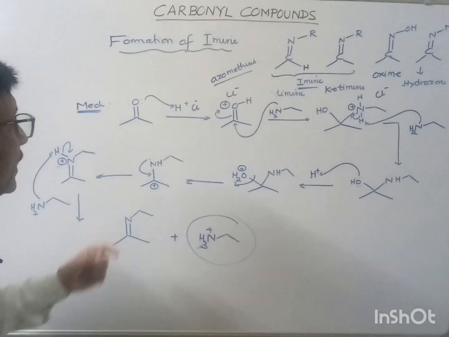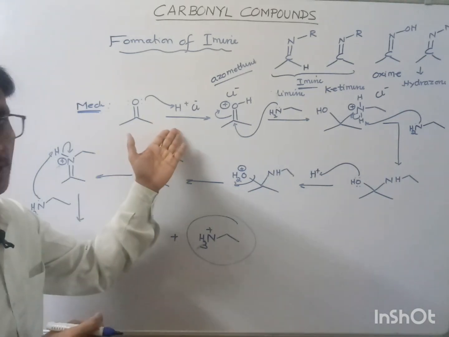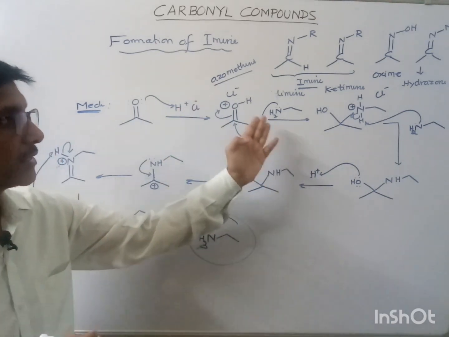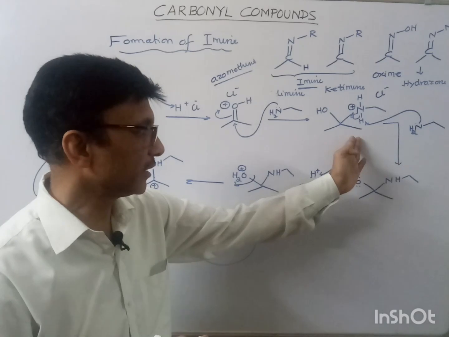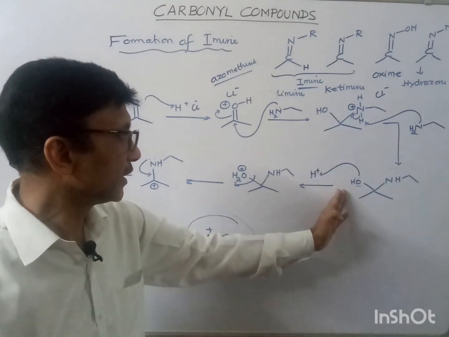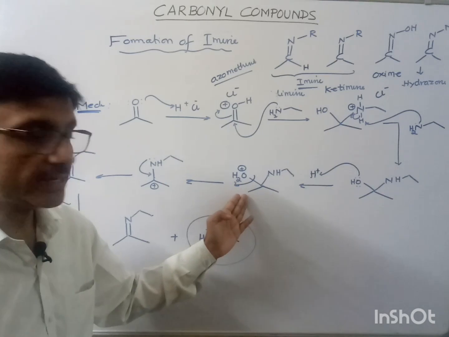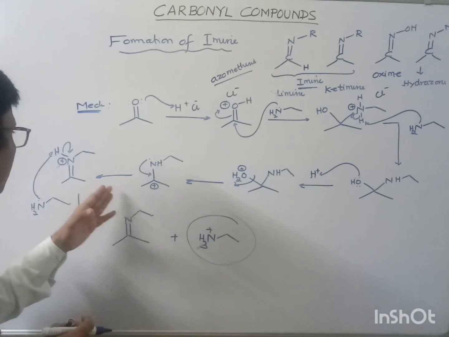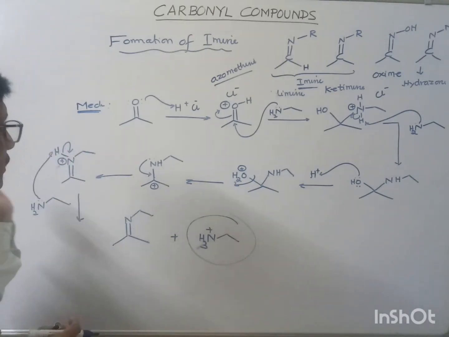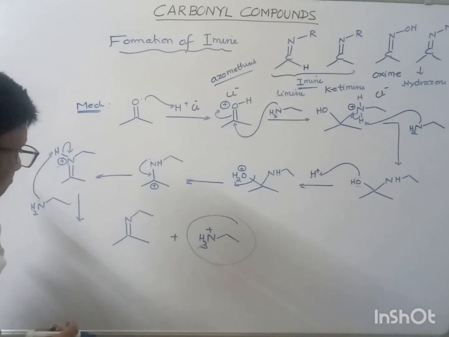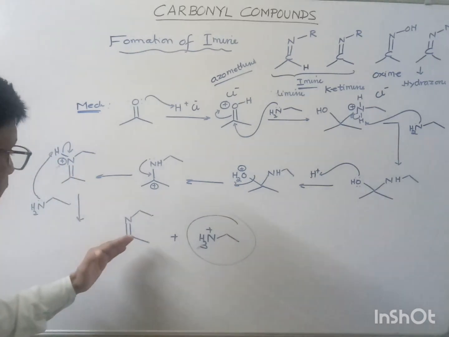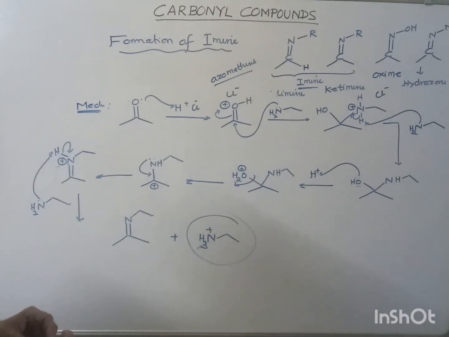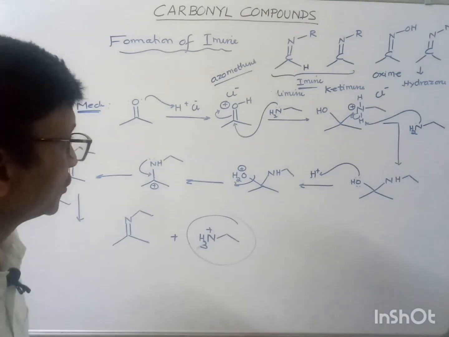So this is the mechanism. In the first step, what you have seen is protonation. The second step is nucleophilic addition. The third step is deprotonation again. The fourth step is again protonation. The fifth step is the elimination step. And the next step, it is protonated over here, and then deprotonated over here, and finally after deprotonation we have got the imine. So this is the mechanism for the formation of imine.